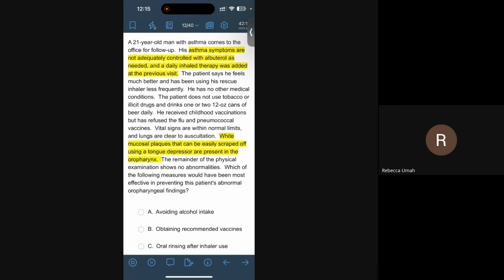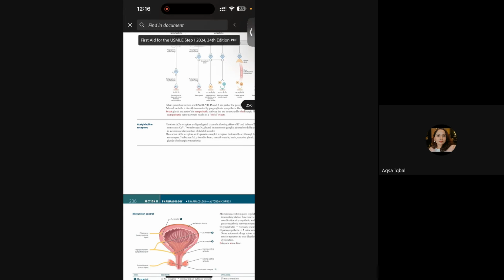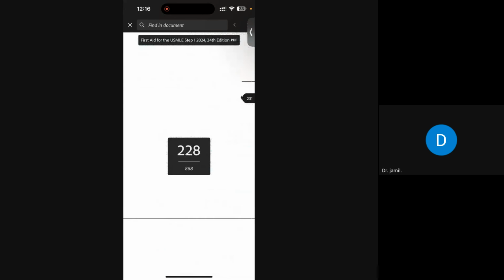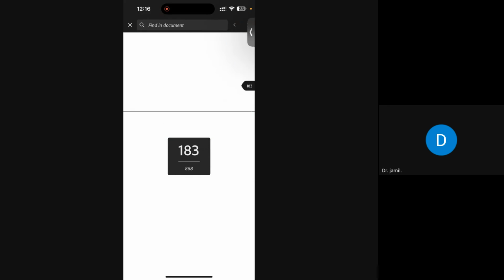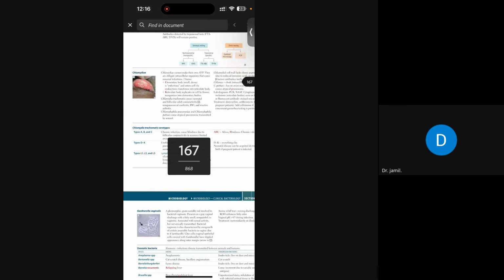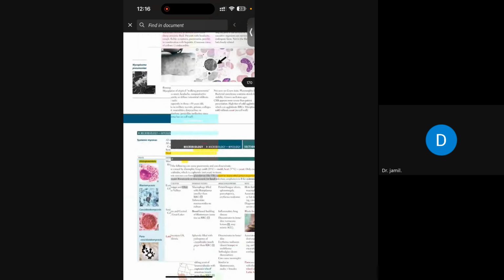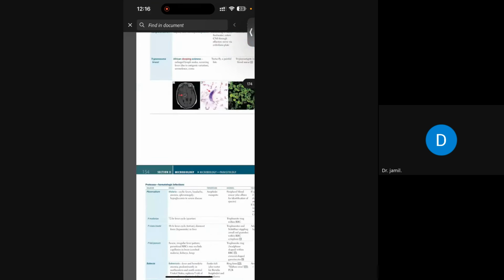After adding the steroid, we are seeing that the patient has white mucosal plaques that can be easily scraped off. What are these white mucosal plaques that can be easily scraped off? It's actually candidal thrush. The differential diagnosis is Candida, but he is not properly using the inhaler. They are oropharyngeal candidiasis.